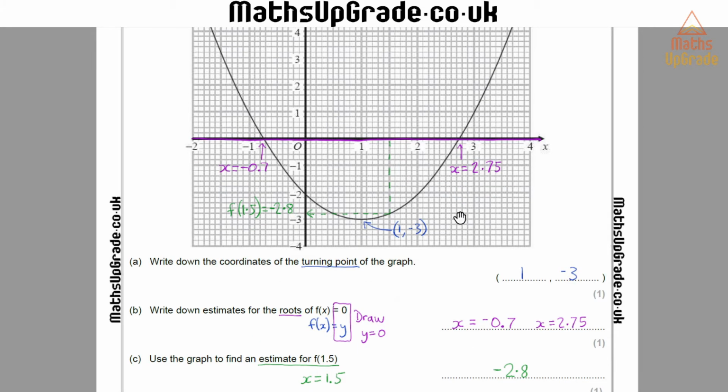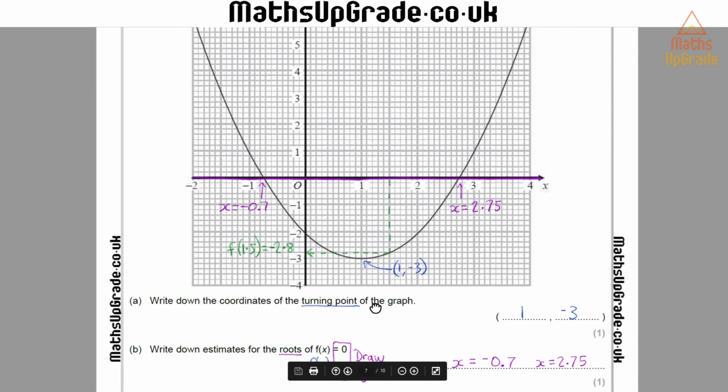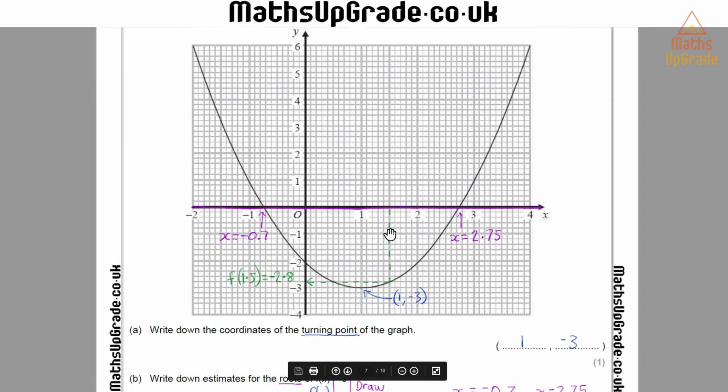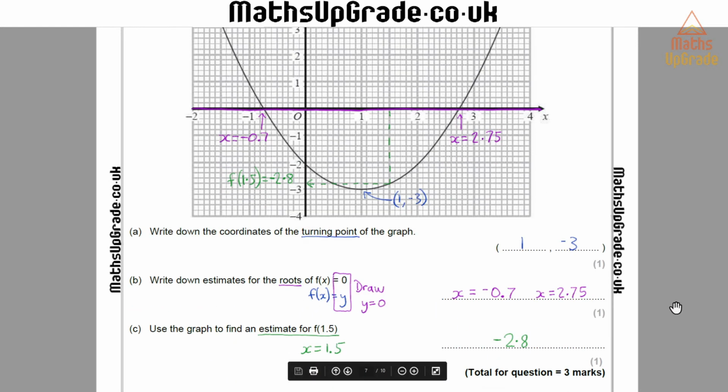In part C, you need to use the graph to find an estimate for f of 1.5. Well, f of 1.5, since this is the graph of f of x, that means x will be 1.5. So x equals 1.5 here, and that's where the function is equal to negative 2.8. So y equals negative 2.8 there, and that's 3 marks for that question.